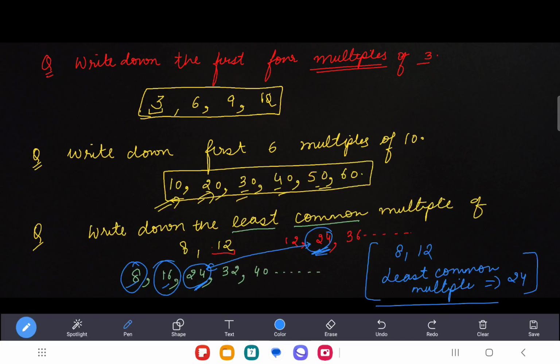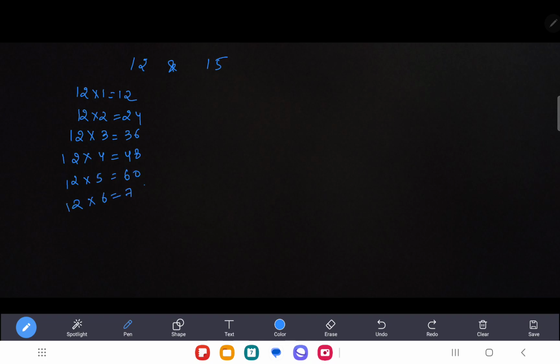Now tell me, what is the least common multiple of 12 and 15? What is the least common multiple of 12 and 15? So, what do we do? We write down the table. 12 times 1, 12. 12 times 2, 24. 12 times 3, 36. 12 times 4, 48. 12 times 5, 60. 12 times 6, 72. Isn't it, Adam? Write down the table of 15.